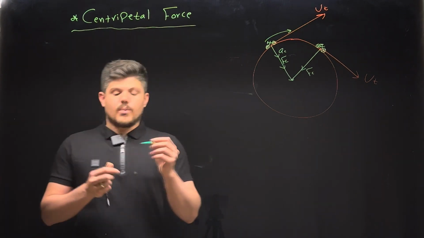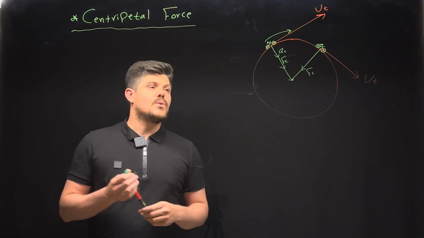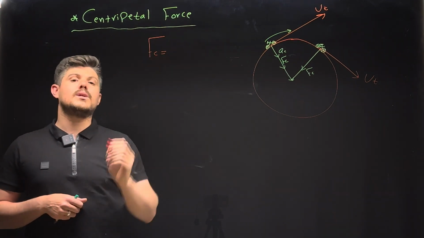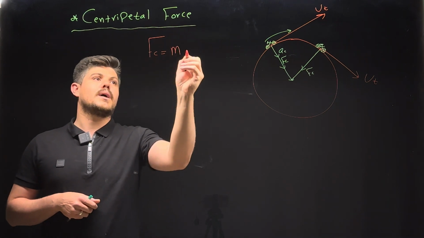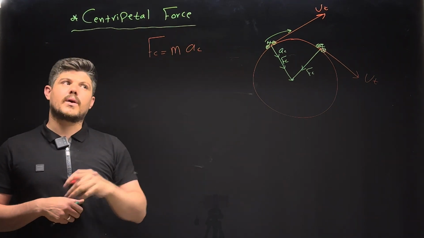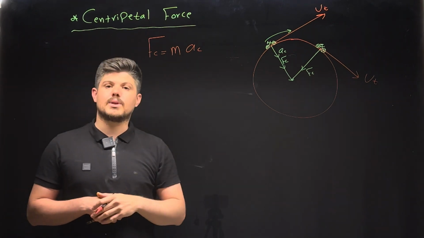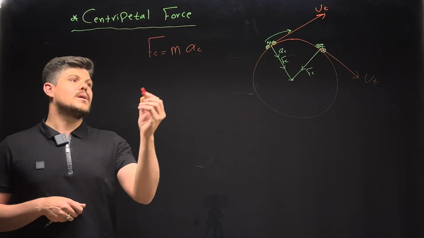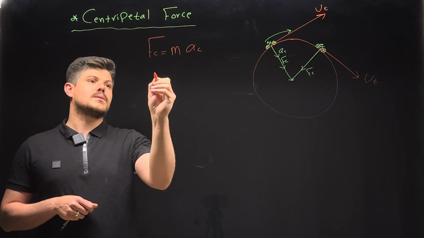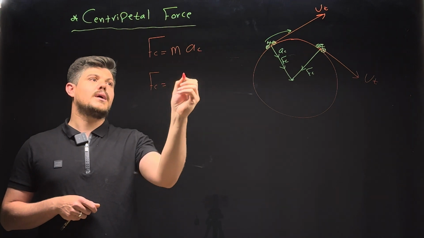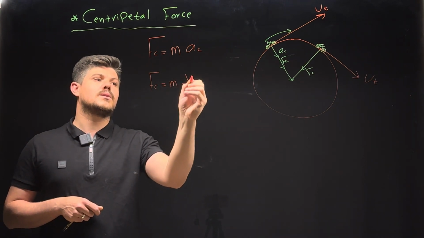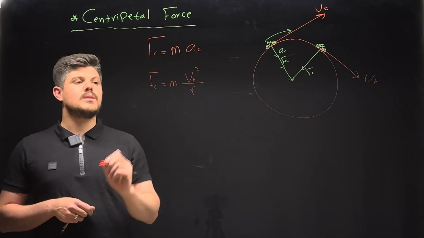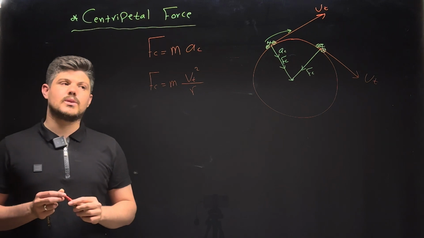We can calculate the centripetal force by using this equation. Fc, according to Newton's second law, is equal to what? m ac: the mass of the object and the centripetal acceleration that is caused by the centripetal force, as we learned in a previous lesson. ac is equal to what? ac is equal to vt squared over r. By using this equation we can find the value of the centripetal force.